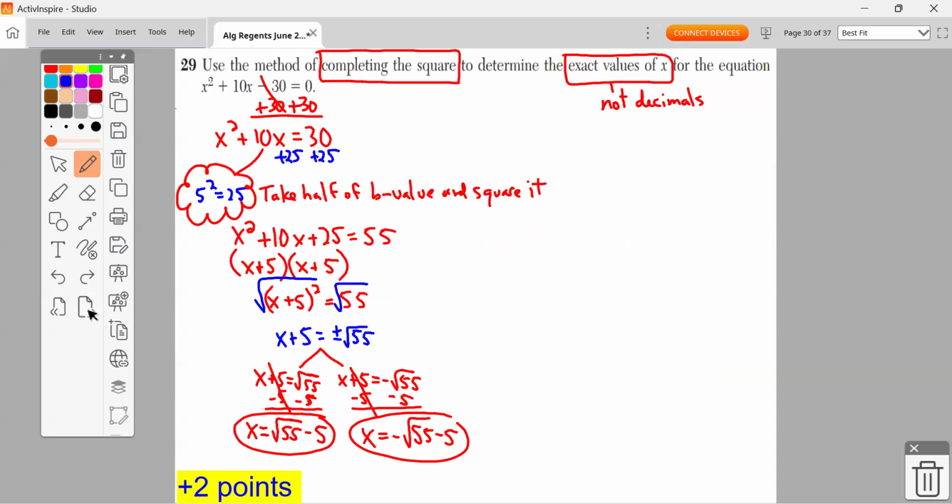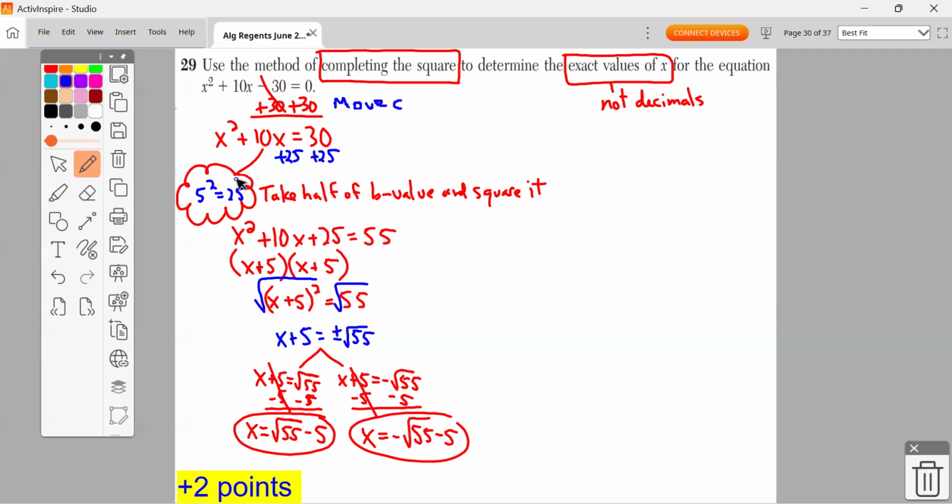In question number 29, use the method of completing the square. You have to use completing the square to determine the exact values. Now, the exact values are not decimals, so we need to put it into radical form. Decimals would be an approximation because you'd be rounding. So the first thing that we want to do is move our C value to the other side. When we move our C, we have to do plus 30 and plus 30.